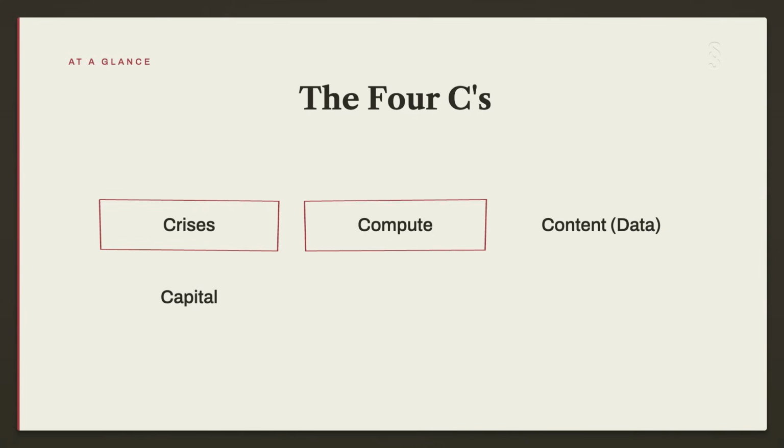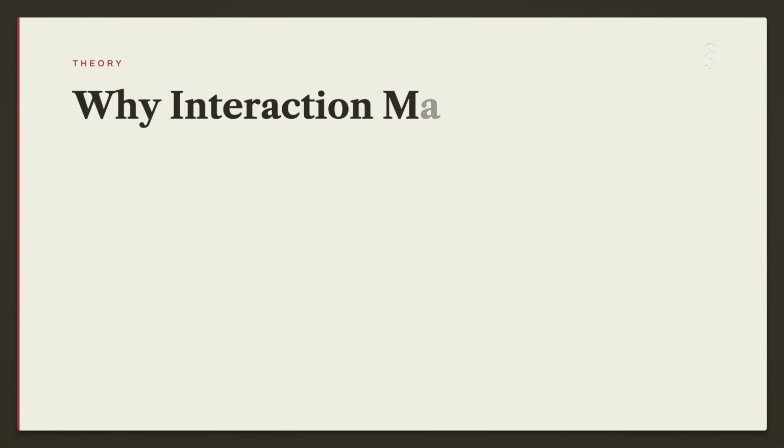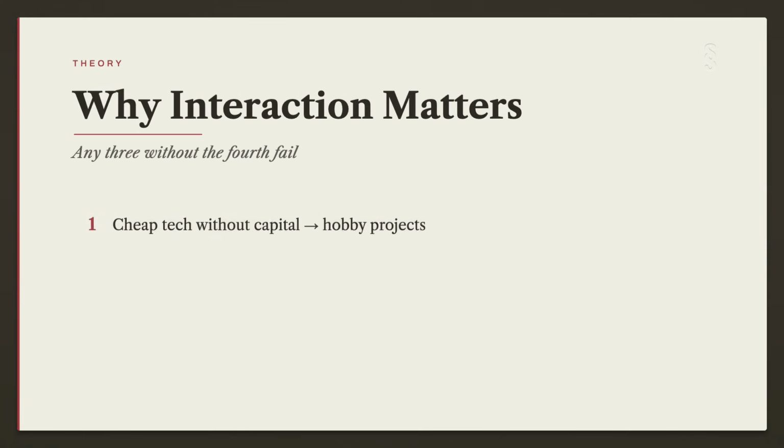Crises means recurring financial shocks like the 2008 collapse, which reorder the industry through reform and consolidation. Compute means the falling cost of computing power and cloud infrastructure. Content means the explosion of data from digital transactions and devices. And capital means investor money flowing into a proven, profitable industry. The real insight is how these 4 interact, not the list itself.